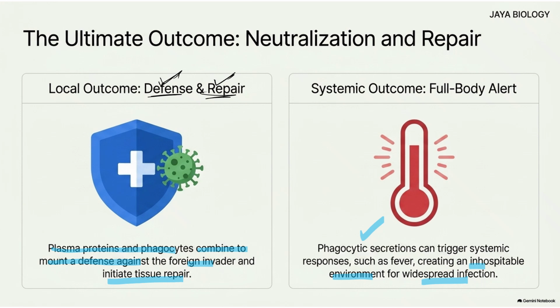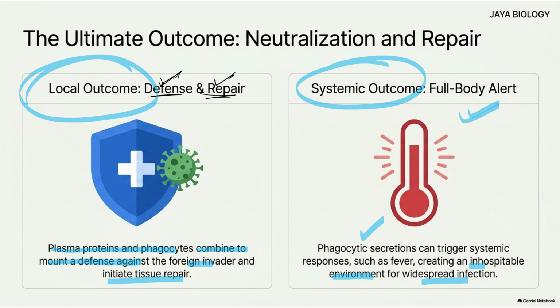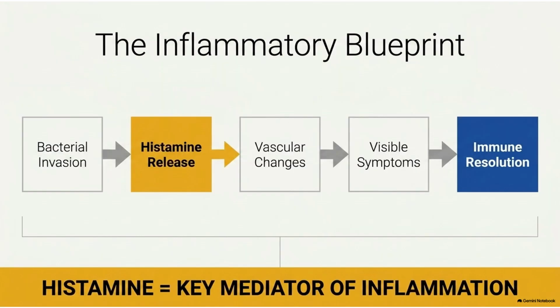Inflammatory signals can produce effects beyond the local tissue. For example, they are responsible for contributing to fever. Fever will create an environment which is less favorable for the infection. So inflammation can have both a local outcome, defense and repair, and a systemic outcome, which is a broader area where the body will show the response by increasing the temperature.